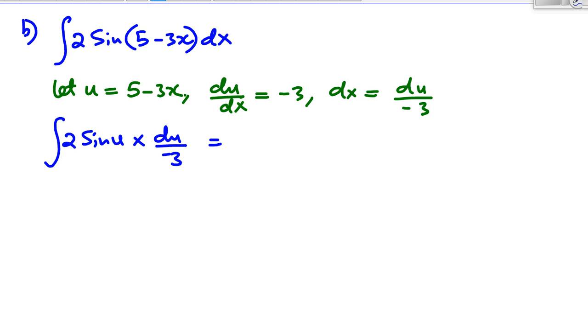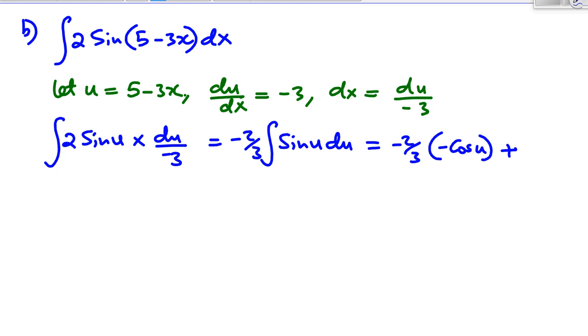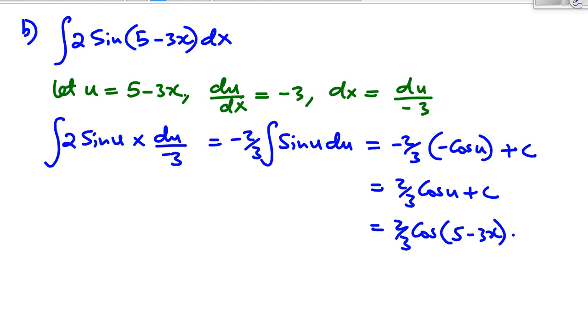Factor out the constants, so negative 2 over 3 integral of sine u du. Now, integral of sine u will be negative cosine u, so negative 2 over 3, and then negative cosine of u plus c, which will give us 2 over 3 cosine u plus c. But we know that u is 5 minus 3x. That will be your final answer.